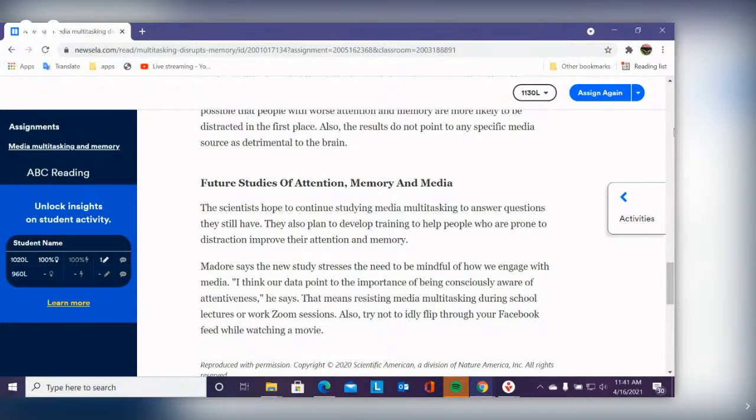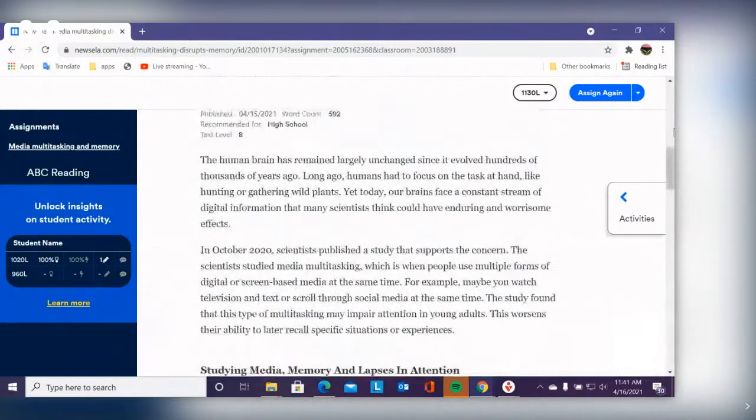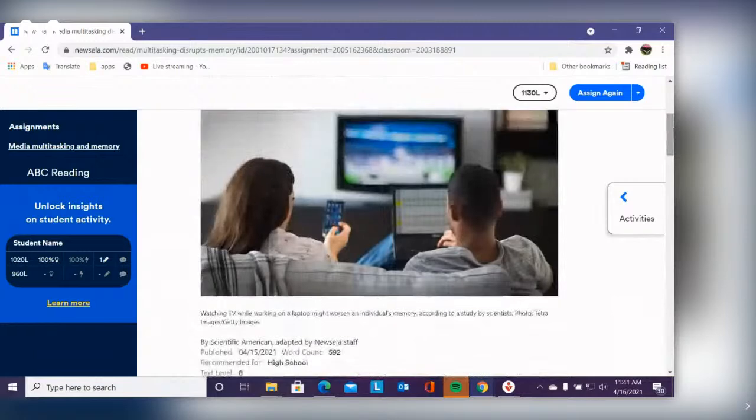Madore says the study stresses the need to be mindful of how we engage with media. "I think our data point to the importance of being consciously aware of attentiveness, resisting multitasking during school lectures or Zoom sessions. Also, try not to idly flip through your Facebook while watching a movie." And that is all.